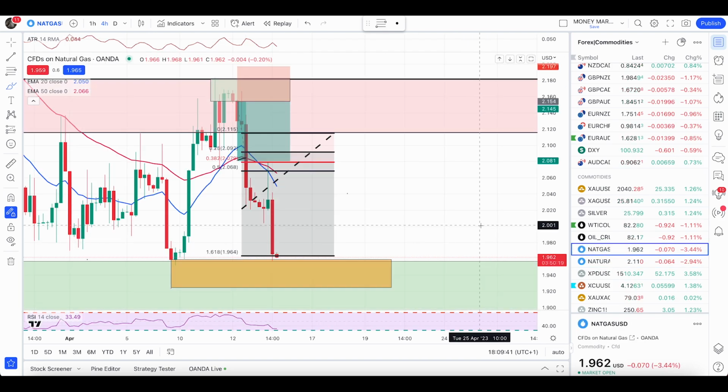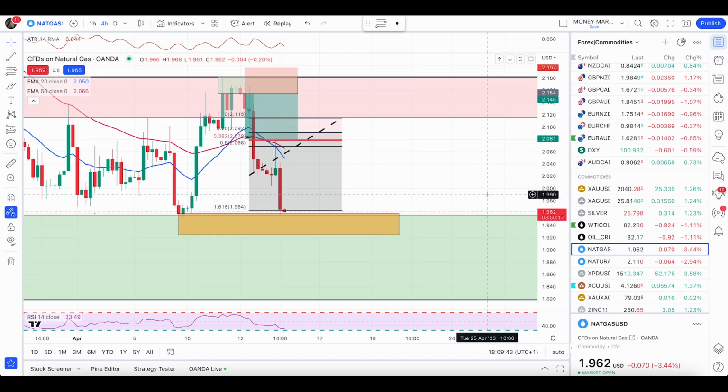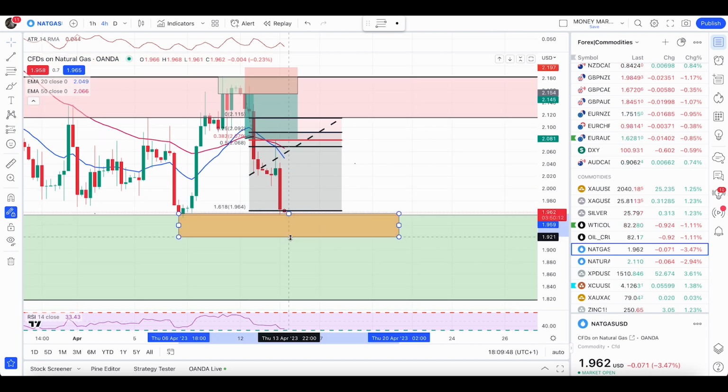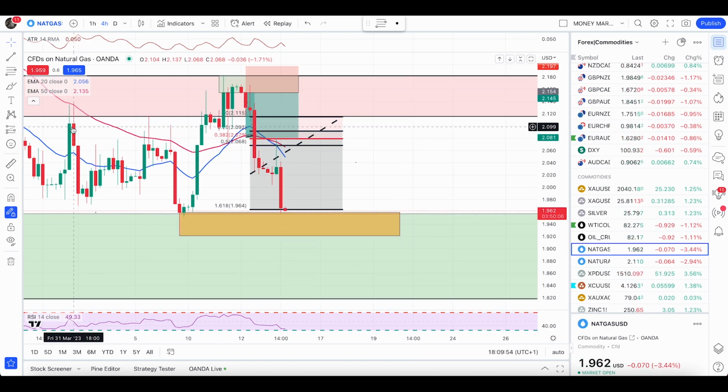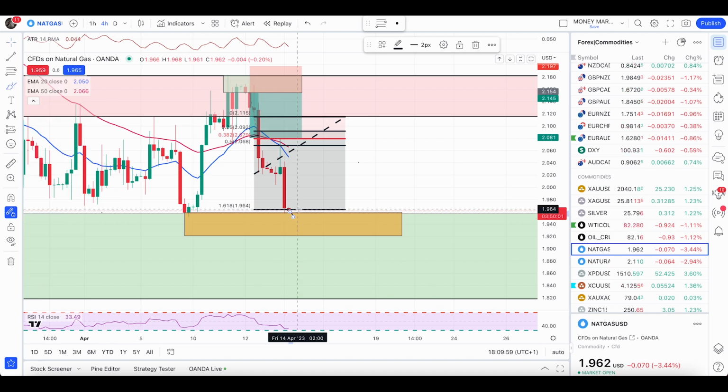Now what to expect from here? As you can see, I'll keep my rejection zone ready here, something like this. So the zone is here on November 1.921, goes up to 1.959. Now if I see a good reason to enter, which is my bullish engulfer or a 382 candle or a pin bar candle, in that case I will take another long trade.